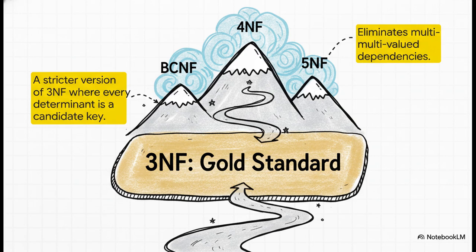Beautiful. Now, technically, the journey doesn't have to stop at 3NF. There are higher normal forms out there, things like BCNF, 4NF, and 5NF, that solve some very specific, more complex data problems. But honestly, for the vast majority of real-world applications, getting to 3NF is the gold standard. It eliminates almost all of the common anomalies you're ever going to run into.